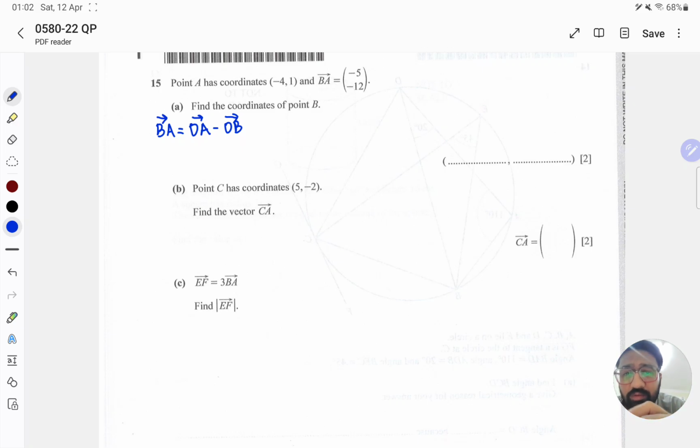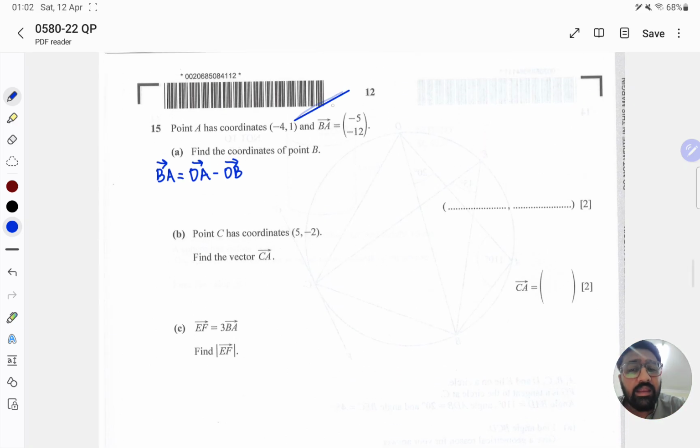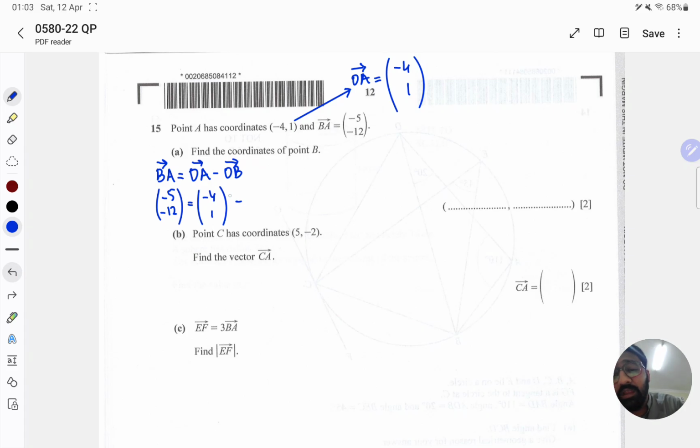So what is OA? That is very easy: whatever coordinates are given to you, you can always write them down in the form of a vector, and that vector will always start from O and it will be OA, and you can write it down in the form of a column. So we have the value for BA, which is -5, -12, and OA, which is -4, 1, plus minus OB. So we can simplify to find the value of OB.